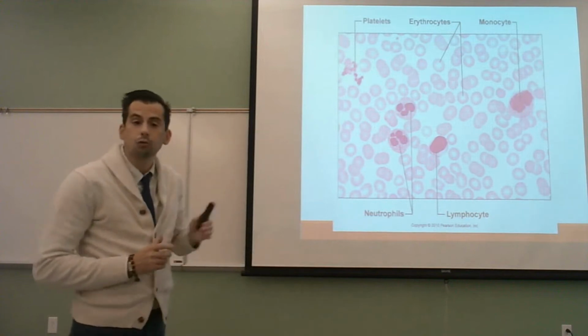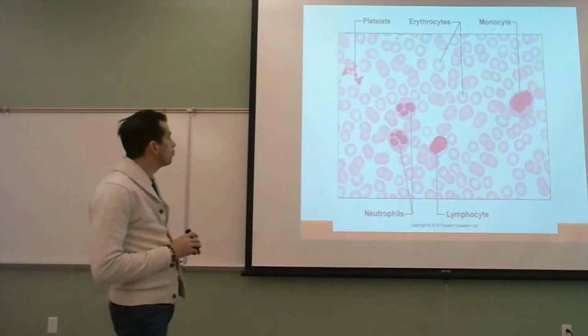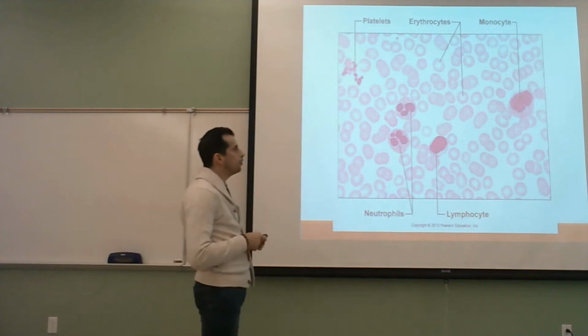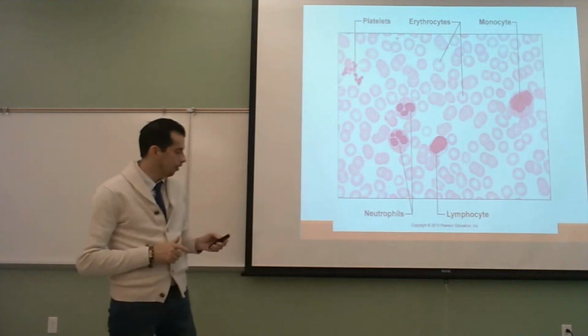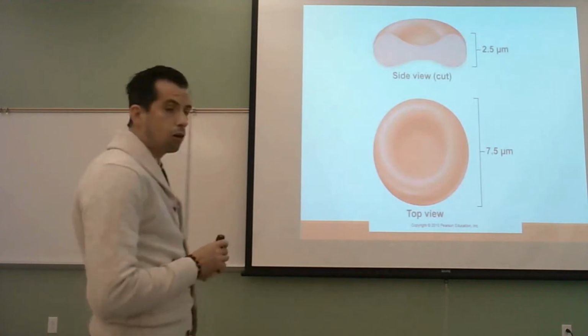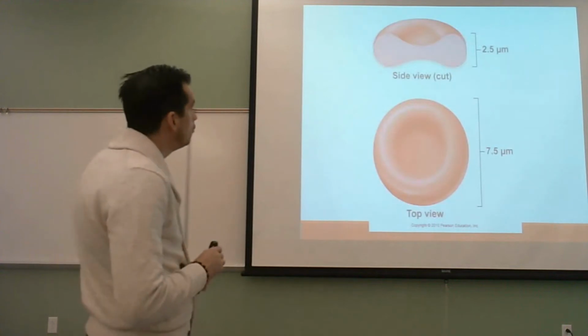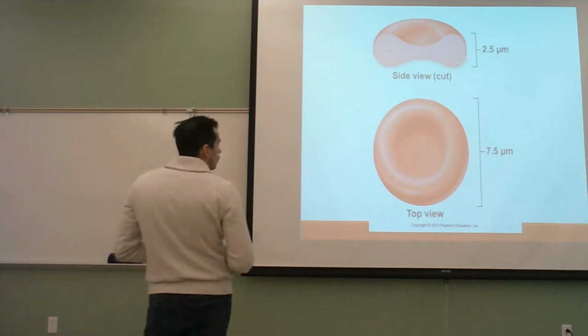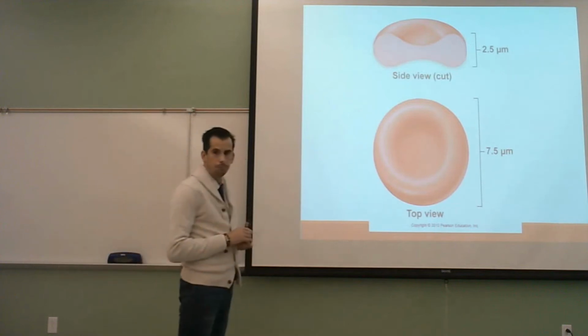You can see by looking at the platelets that they're rather small compared to the other formed elements. Remember, those are cellular fragments, not even referred to as cells. But here's our red blood cell. It's a biconcave structure without a nucleus.